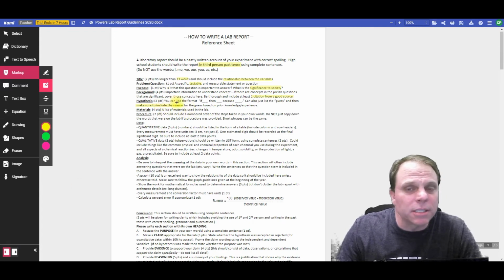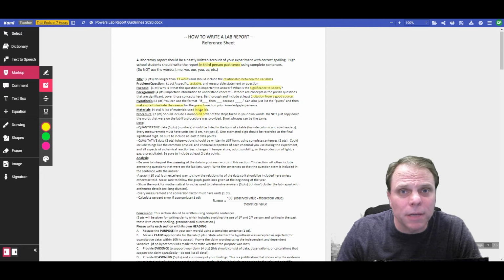All right, materials: a list of materials you're going to use in the lab. That should be pretty self-explanatory. I like that in a list format.